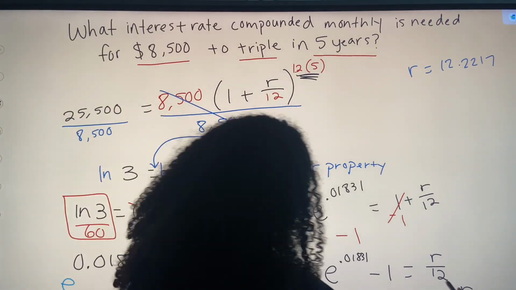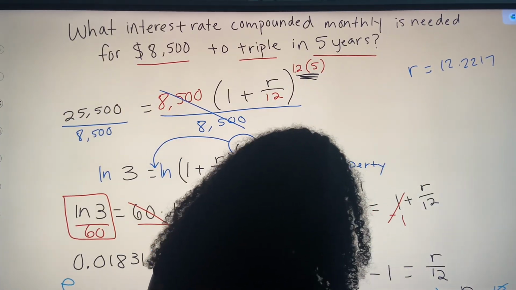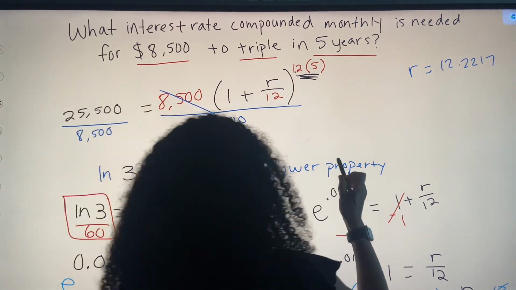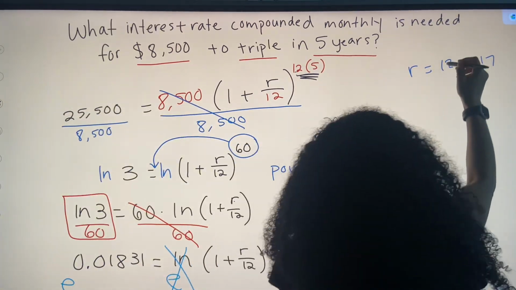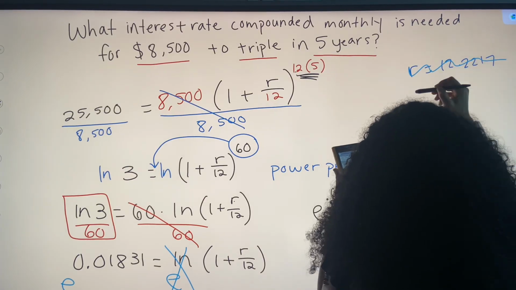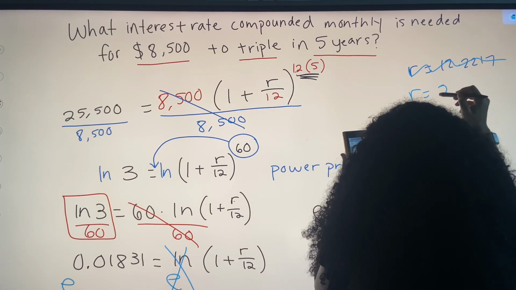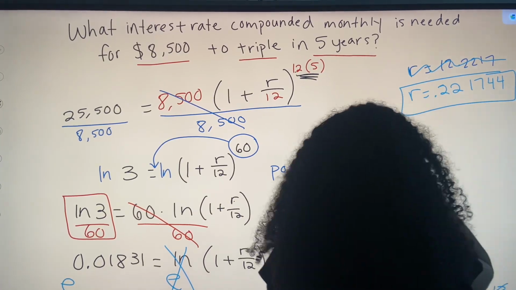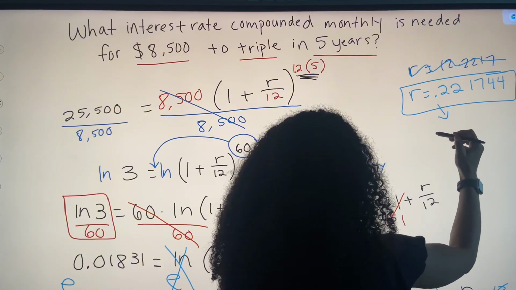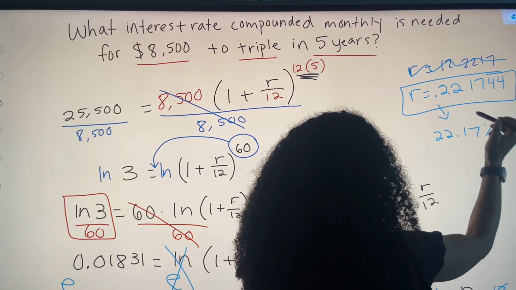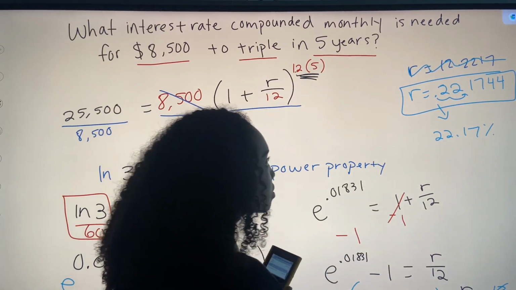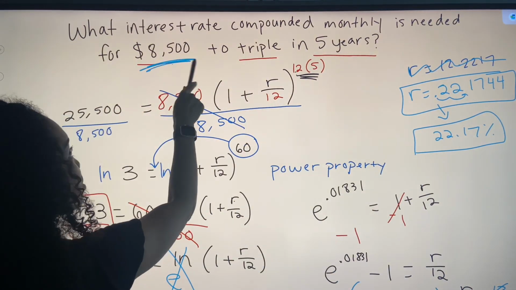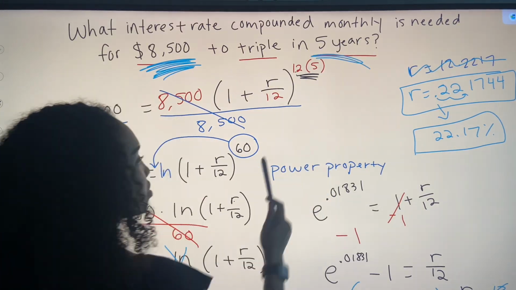And the opposite of dividing by 12 is multiplying by 12. So if I multiply that by 12, I get 0.221744. That is my rate. And if you wanted to put it as a percent, it'll be 22.17%. You move that decimal over twice. All right, so this is the rate that is needed in order to triple your initial investment in 5 years.